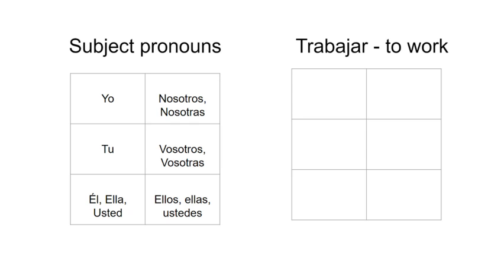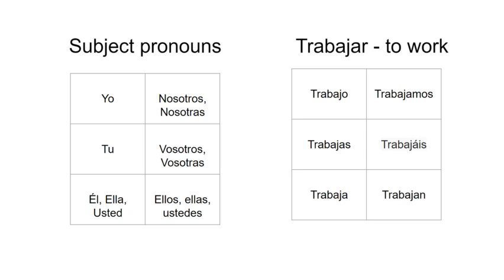As I said before, the verb changes its ending or is conjugated based on who's doing the action. This means that the ending AR is cut off and replaced by a couple other letters. So I work would be trabajo instead of trabajar. While you work would be trabajas, and she works would be trabaja. Just to finish, we work would be trabajamos. You guys work would be trabajáis, and they work would be trabajan.